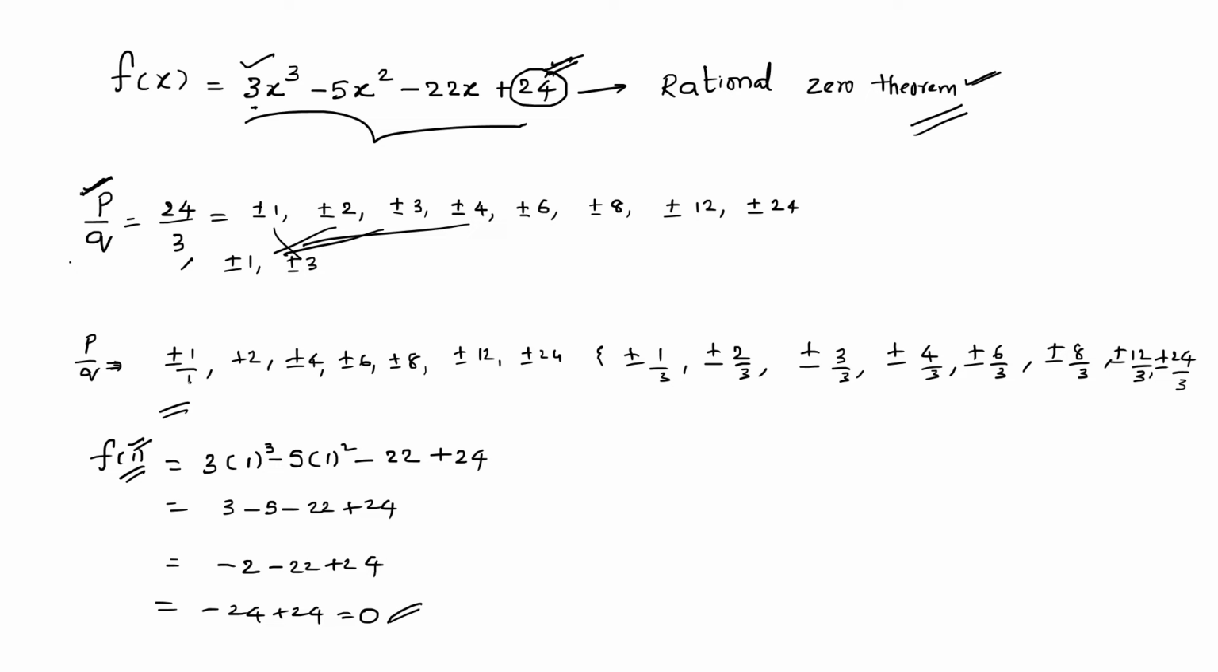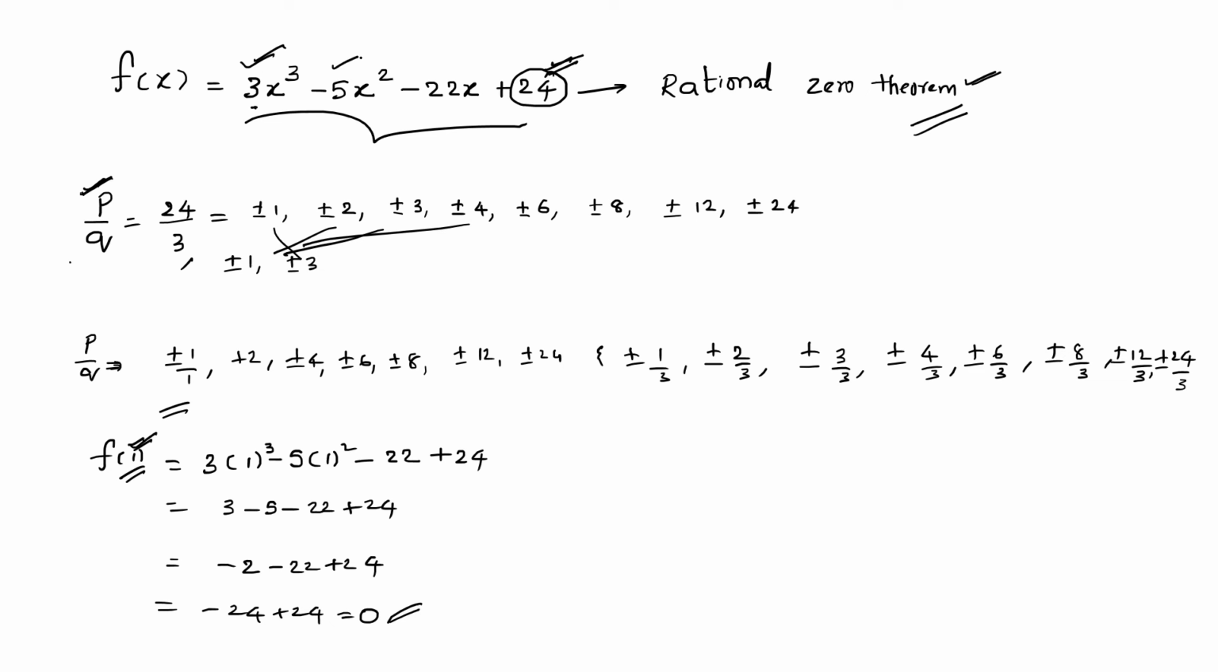Interestingly, we got f of 1 as 0. That means 1 is a zero of this equation. So we'll divide this polynomial by 1 using a concept called synthetic division, and we'll find the remaining two roots. Now I'll tell you the process of doing synthetic division.